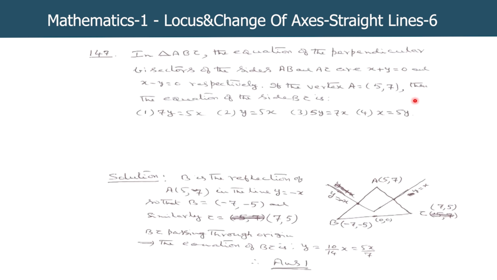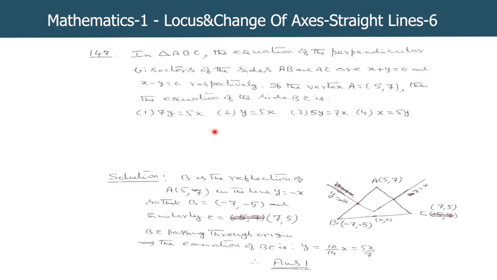Next, in triangle ABC, the equations of the perpendicular bisectors of the sides AB and AC are x plus y equal to 0 and x minus y equal to 0 respectively. If the vertex A is (5, 7), then the equation of the side BC is... again, of course, the same model problem we did already, just changing the equations. So, here the perpendicular bisectors of the sides AB and AC are nothing but the lines y is equal to x and y is equal to minus x.